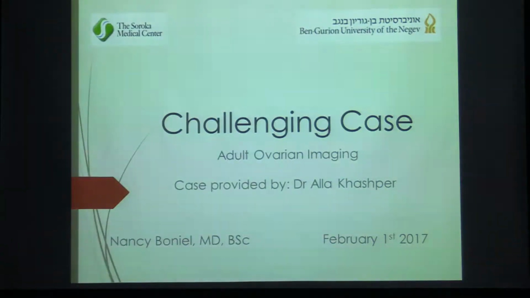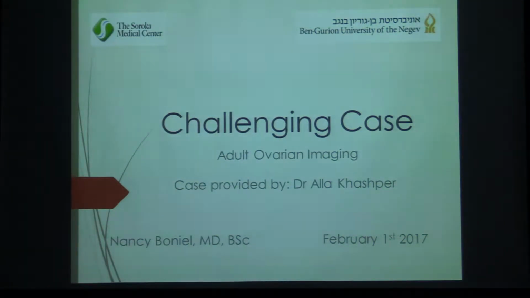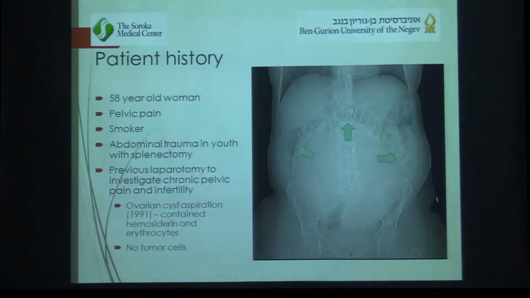My case is also about ovarian imaging and about pelvic pain. The patient is a 58-year-old woman. She had pelvic pain. She's a smoker, but otherwise healthy. She had a history which was quite insignificant. She told us that she had trauma as a child from a bike fall and had a splenectomy, but otherwise was healthy. In addition, in the early 90s, she was having chronic pelvic pain, so she underwent a laparotomy, and ovarian cystic aspiration revealed hemosiderin and erythrocytes, but no tumor cells.